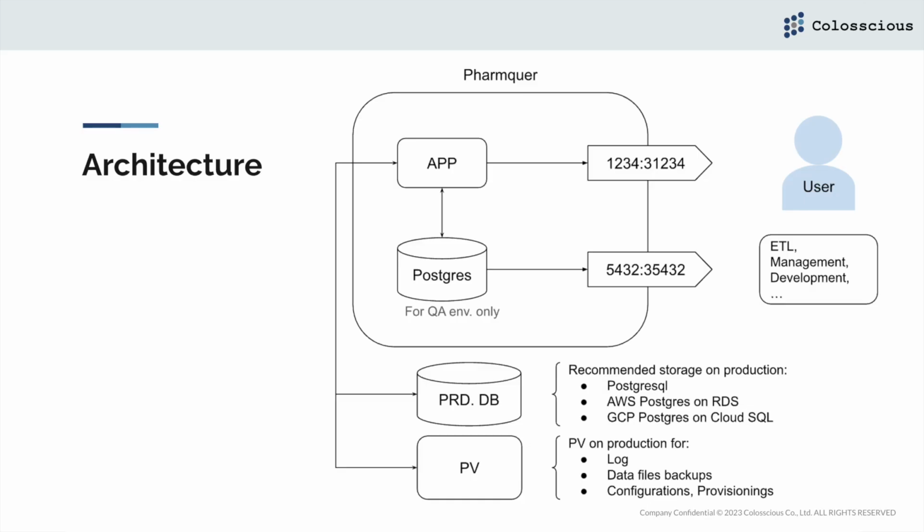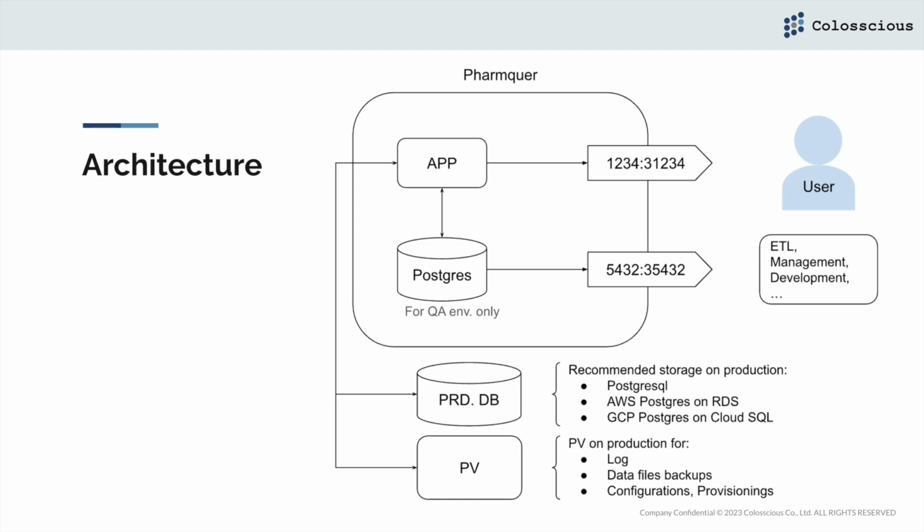This represents the conceptual architecture of Pharmquer. The illustration comprises two primary components. First is Pharmquer itself and a built-in Postgres database. Now, for the best performance when using this system in a production environment, it's crucial to have a separate and well-organized database. You can choose your preferred connections using environment variables.